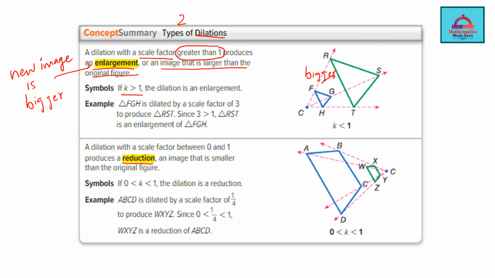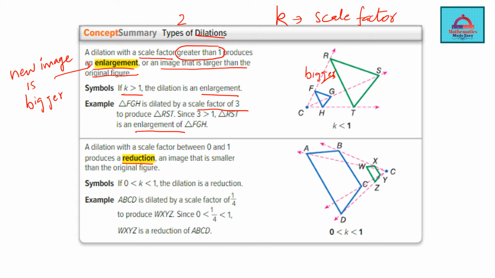The alphabet k represents the scale factor, and this scale factor is more than 1 when it is enlargement. Similarly here, the scale factor is 3, so the sides become 3 times the original. That's why it is enlargement, as RST is bigger than FGH.